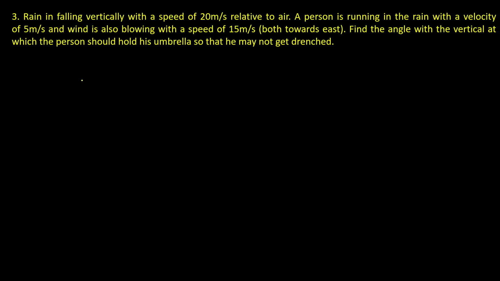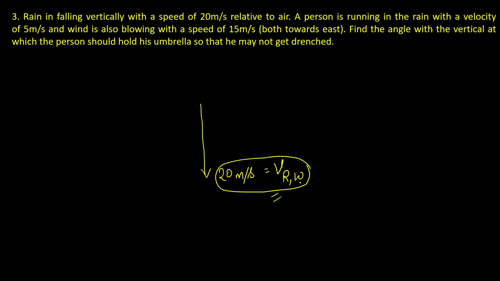So the question is, rain is falling vertically with a speed of 20 meters per second relative to air. It means that this rain is just falling vertically at 20 meters per second, and this is the velocity of rain with respect to wind. And as I have told, this is going to be the same, no matter the velocity of the observer.